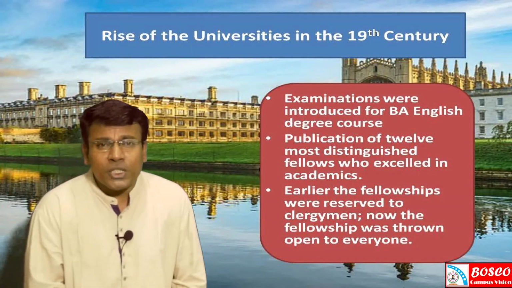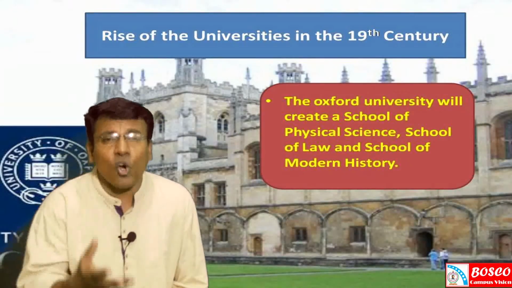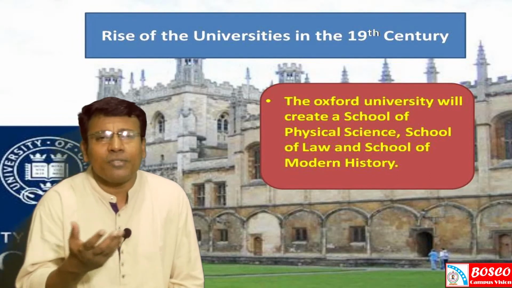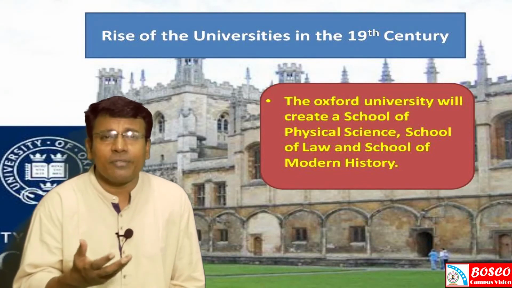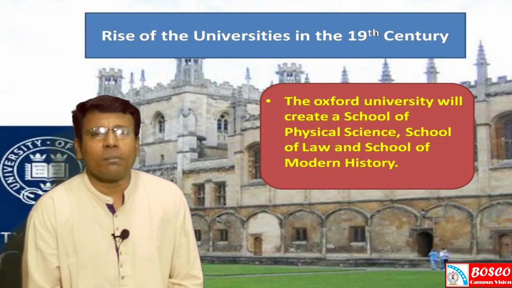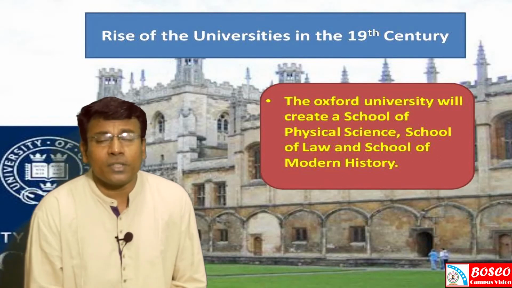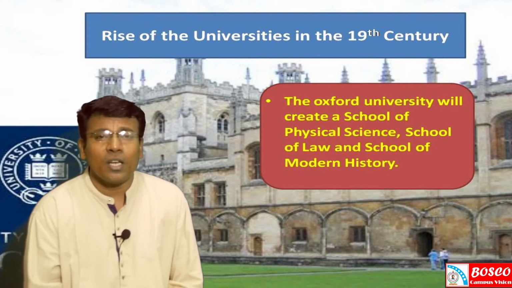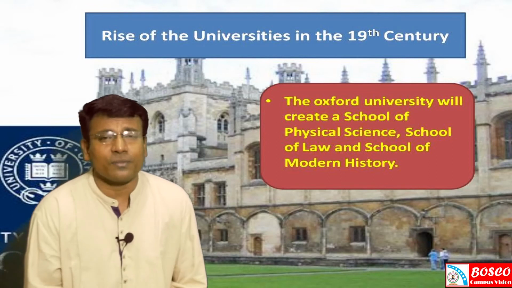The Oxford University will create a school of physical science, a school of law, and a school of modern history. Now, what is the meaning of a school? It means a department or a faculty of a university concerned with a particular subject of study. So during this time, during the 19th century, a school of physical science was introduced, a school of law was introduced, a school of modern history was introduced in the Oxford University.